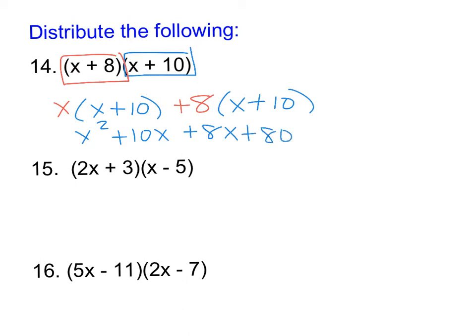And remember, those middle two terms will always combine together. So our final answer is x squared plus 18x plus 80.